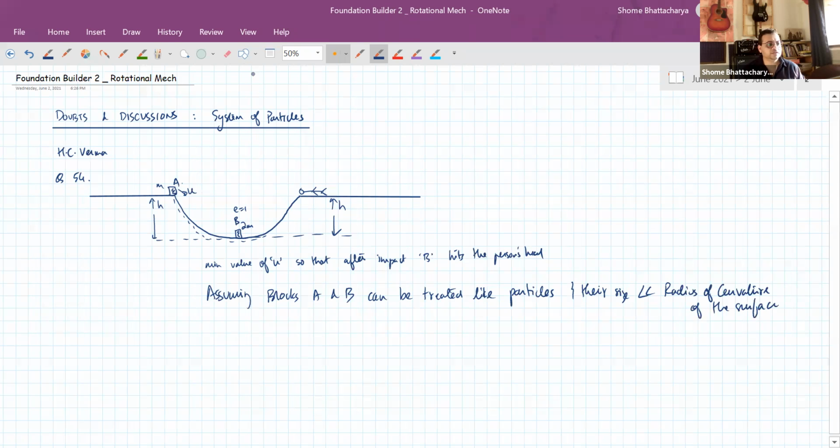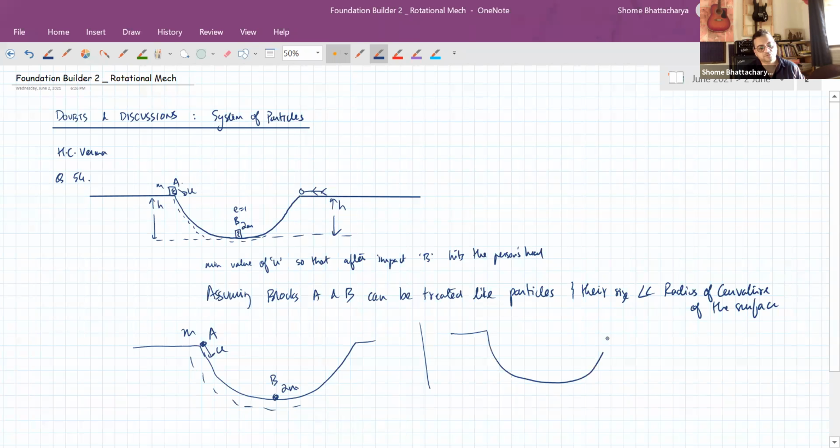So doing that, we can treat this like a situation where a particle of mass m starts from here with the speed u towards another particle of mass 2m, which is at rest. Just before hitting the particle B, it will have a horizontal velocity, because at this point the tangent to the surface is horizontal. So it has a horizontal velocity v0 and B is at rest.